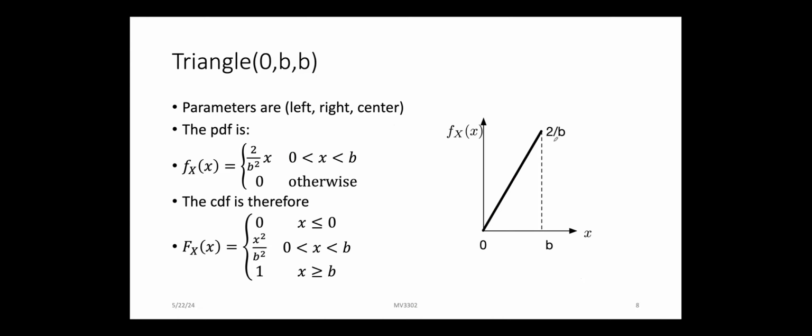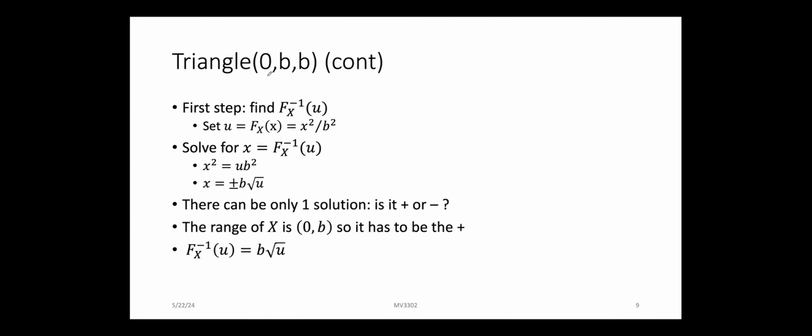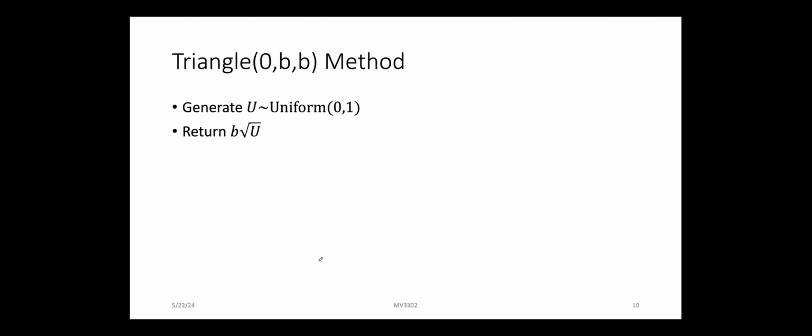So here the height was 2 over b, as we saw. The CDF is x squared over b squared, and this is actually what I'm going to call a triangle, 0, b. We'll get into what that is about, but we set u to be our F of x and invert it. Only one solution, since the range is 0 to b, it has to be positive. And so our inverse function is b times the square root of u. So the method to generate from this is to start with the uniform, take the square root of that uniform, and return b times it.